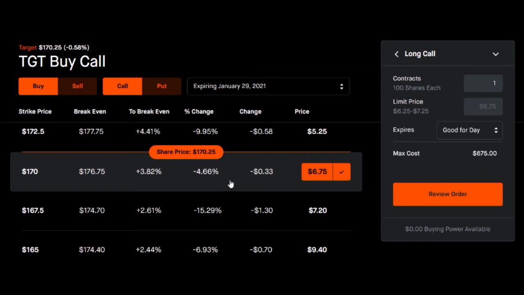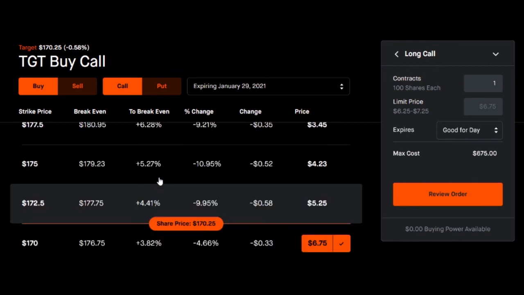There's also going to be more sensitivity for the price changes happening to the contracts as you get further and further away from the actual price. So we look at this again. This is at the 170. You'd have the option to buy it at 170, and it's currently at 170.25. So even with our premium, our break even is 176.75, and the stock price would need to increase by 3.82% for us to break even.